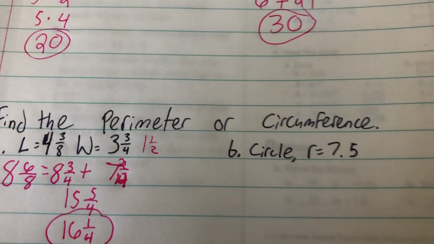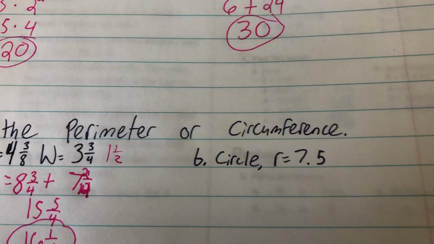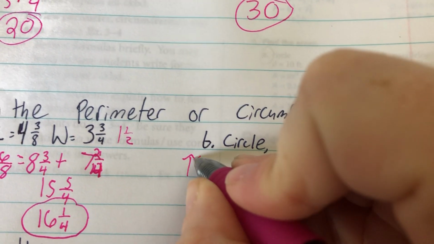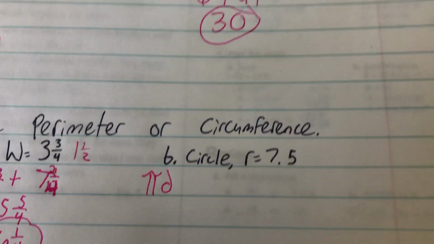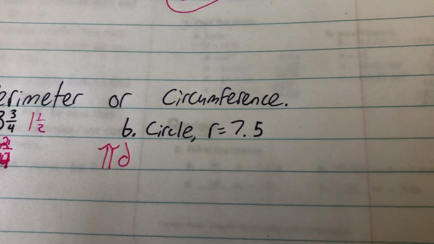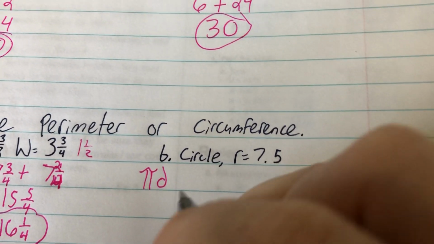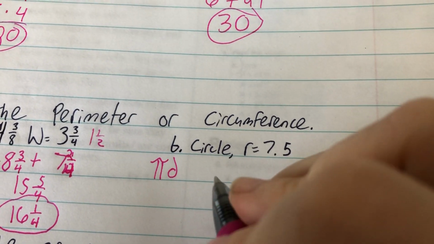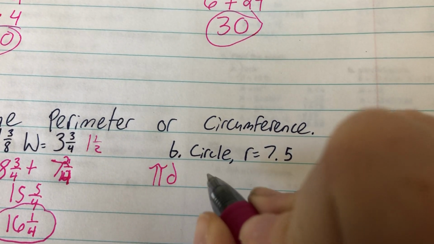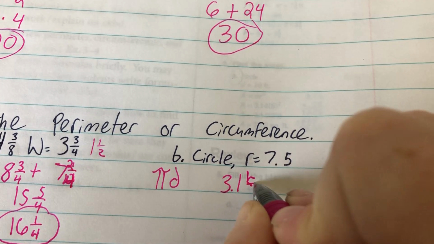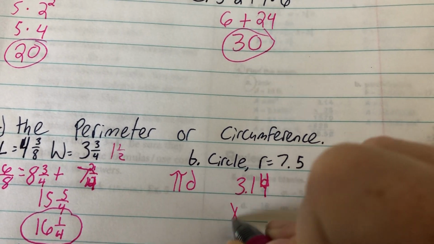Okay, the perimeter of a circle, that is pi times diameter. It does not give us the diameter, but it gives us the radius, and we can remember that the radius doubled is the diameter. Radius is half a circle, diameter is a whole across the circle. So 7.5 times 2 is 15. So it's going to be pi, 3.14, times 15.